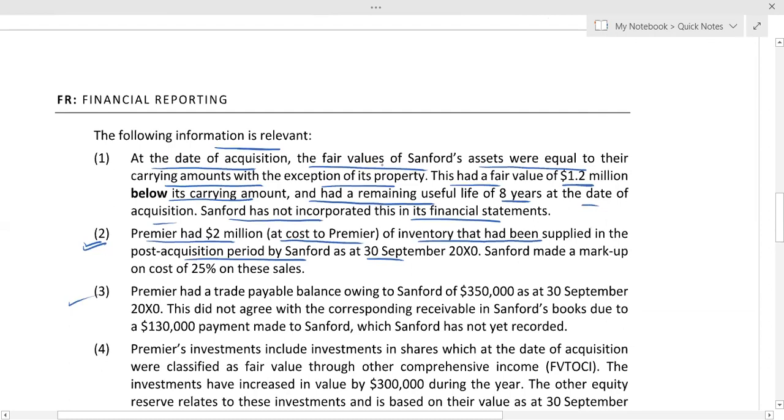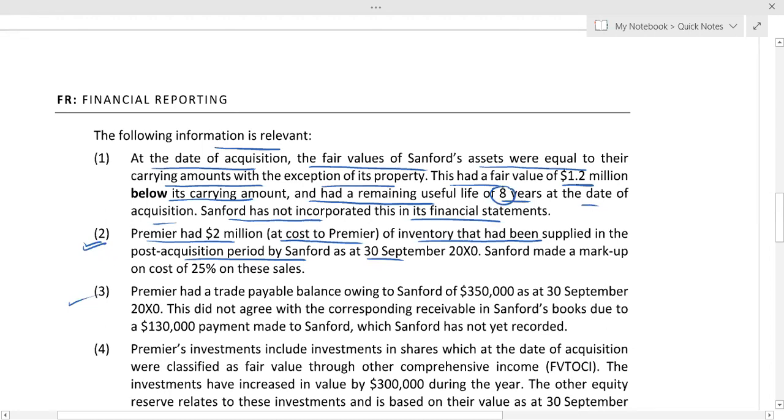At the date of acquisition, the fair values of Sanford's assets were equal to their carrying amount, with the exception of property. This had a fair value 1.2 million below its carrying amount. So there is a fair value adjustment, but it's not positive, it is negative. And remaining life is 8 years. Now listen carefully.